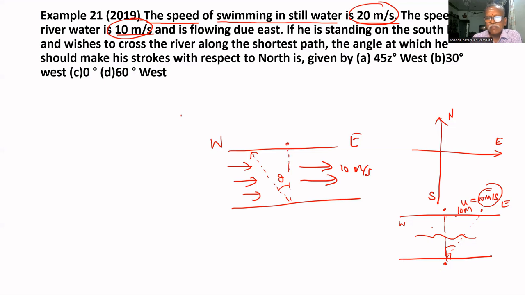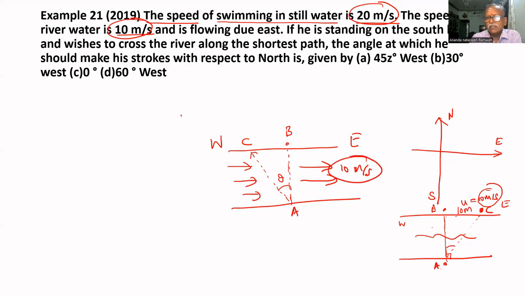Mathematically this is the shortest path, but he cannot travel like this. Already I told you, if he travels from A to B, he will be somewhere at C, not at B. That's why he has to swim like this, at some angle theta. Actually, he is aiming here at C. He is starting from A, and he will come to B.